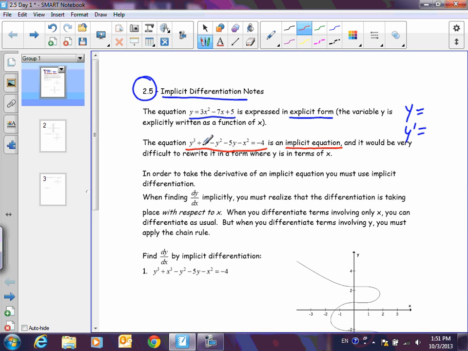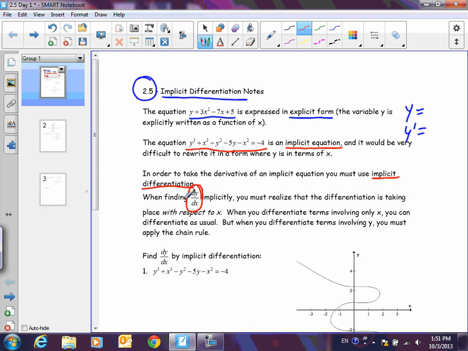Have you ever seen equations that look anything like this, where you have x squareds and y squareds? Circles, ellipses, hyperbolas, sideways parabolas. So you actually have learned about these kinds of things. They're not functions, and these are what we call implicit equations. In order to take the derivative of an implicit equation, we're going to use a strategy called implicit differentiation.